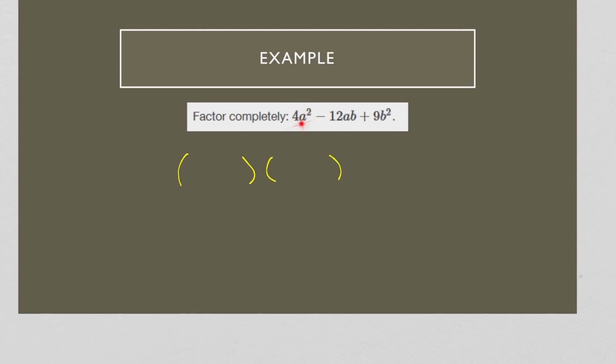Take the square root of this and put it here and here. Take the square root of this and put it here and here. And since your middle term is minus, but it multiplies to be a positive, they're both going to be minuses. And what you want to do is check your work. So I'm going to check my work in red.